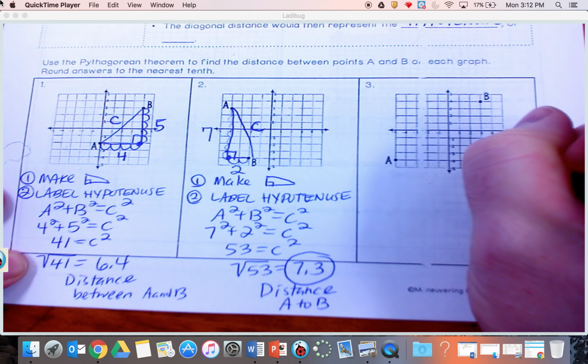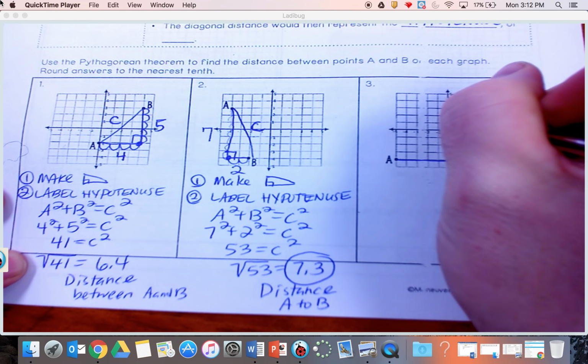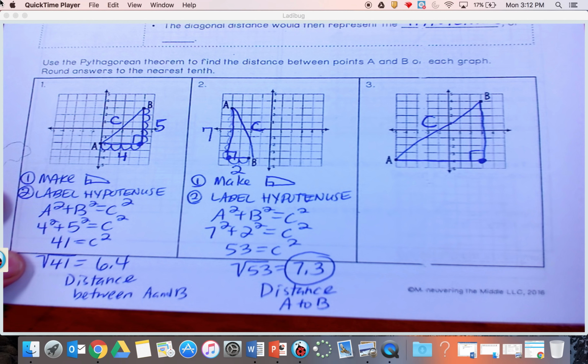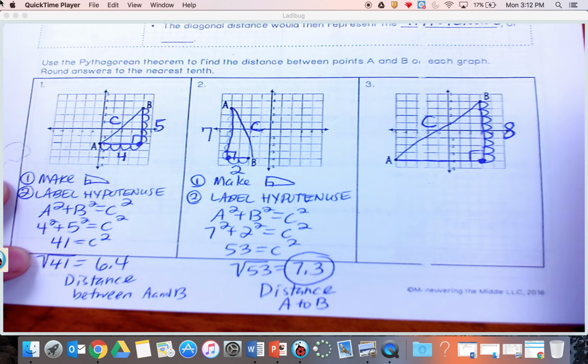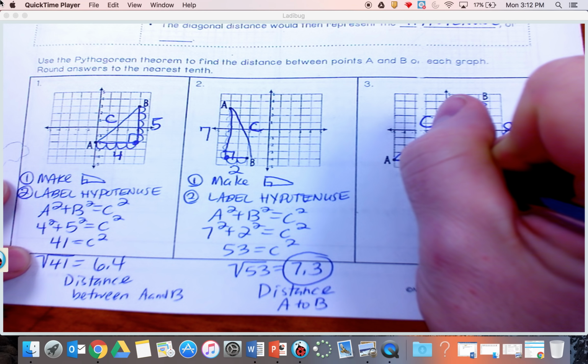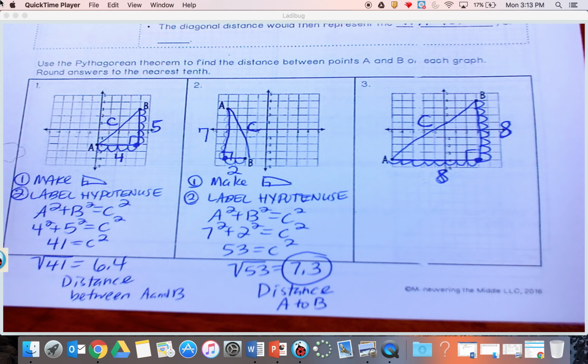So there's your other point right there. You've got your right triangle. It's a pretty big right triangle. There's your hypotenuse right there. Okay, so we've done part 1, make a right triangle. We've done number 2, we labeled our hypotenuse, and we're able to figure out what's going on. So if I take this, 1, 2, 3, 4, 5, 6, 7, 8. Got a side of 8. And if I do the other side, I got 1, 2, 3, 4, 5, 6, 7, and 8. Right there. And I'm good to go.